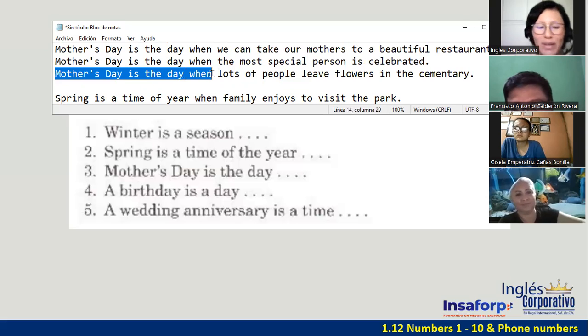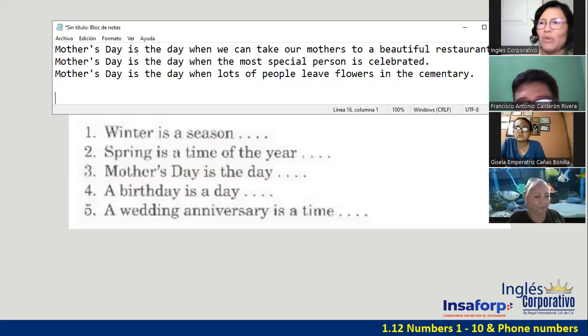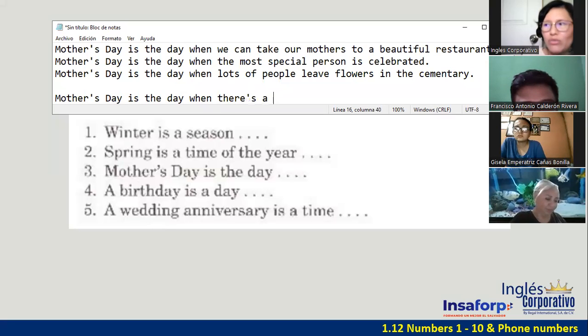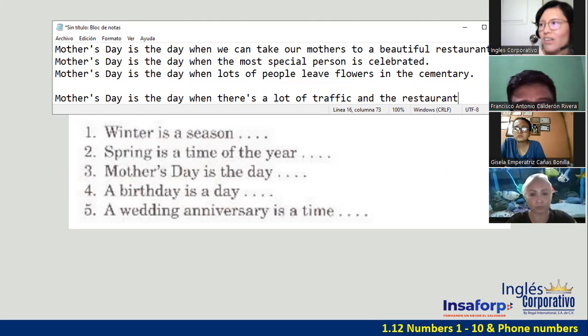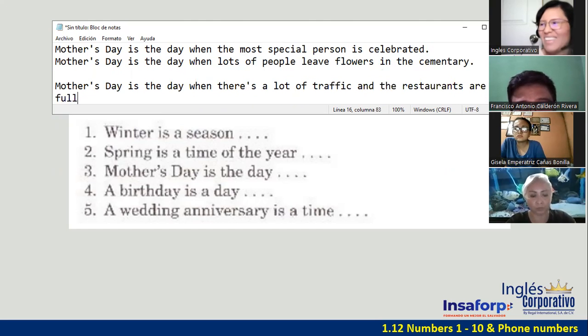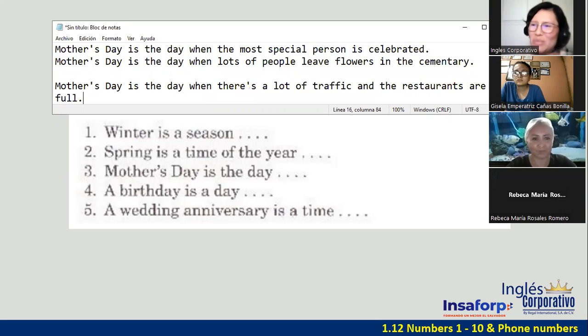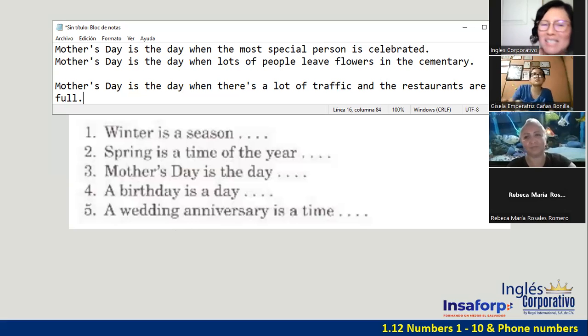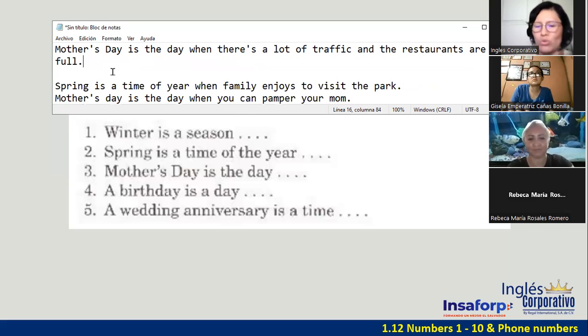Mother's Day is the day when there's a lot of traffic and the restaurants are full. Okay, restaurants are full. That is true. That is the very first thing that comes to my mind for Mother's Day. Siempre digo, Mother's Day, it's going to be a headache because there will be a lot of traffic. If you want to buy a cake, it's full. There's a long line waiting. If you want to go to a restaurant, they're full. There's no space, right? So that's why we should celebrate at home, right? En la casa se celebra mejor porque no hay tanto barullo, como dicen.